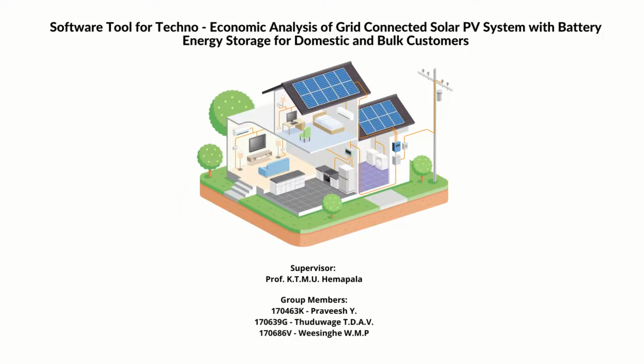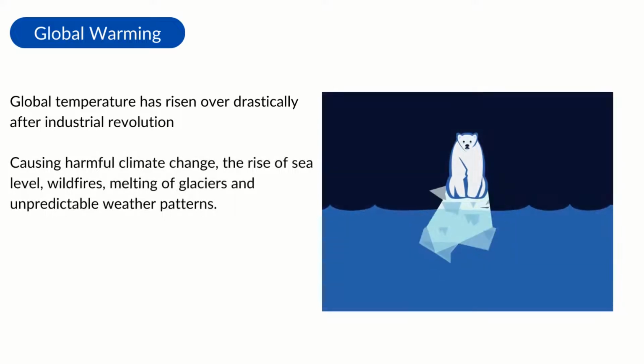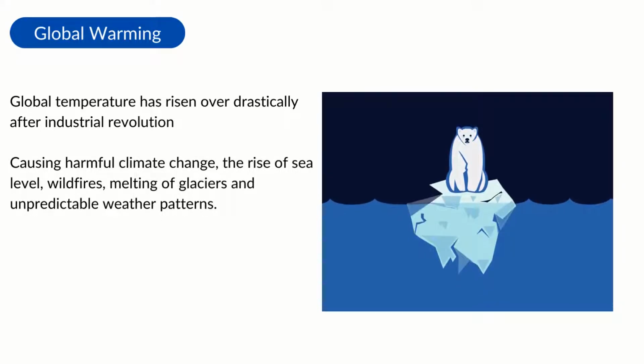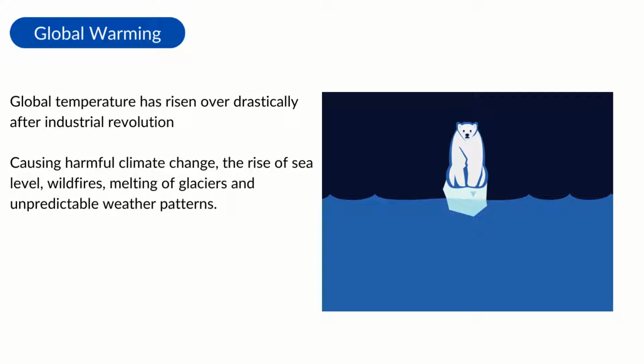Software tool for economic analysis of grid-connected solar PV system with battery energy storage for domestic and bulk customers. Global temperature has risen drastically after the Industrial Revolution, causing harmful climate change, the rise of sea level and melting of glaciers. This has affected the ecological, social and economic aspects of the whole world.